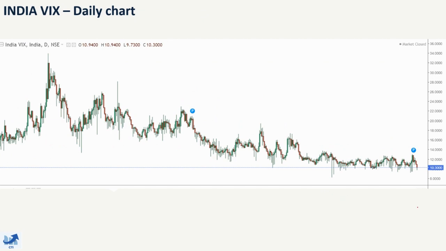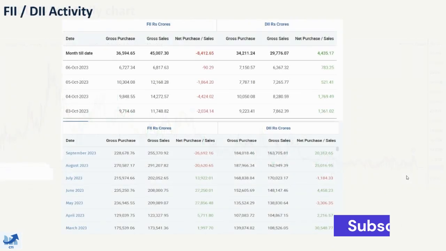Now coming to the Indian VIX chart, no big rise in the Indian VIX chart. You can see that a lot of profit taking is happening, but the volatility in the market was very numb last week. So the volatility factor has come down as per the Indian VIX chart.